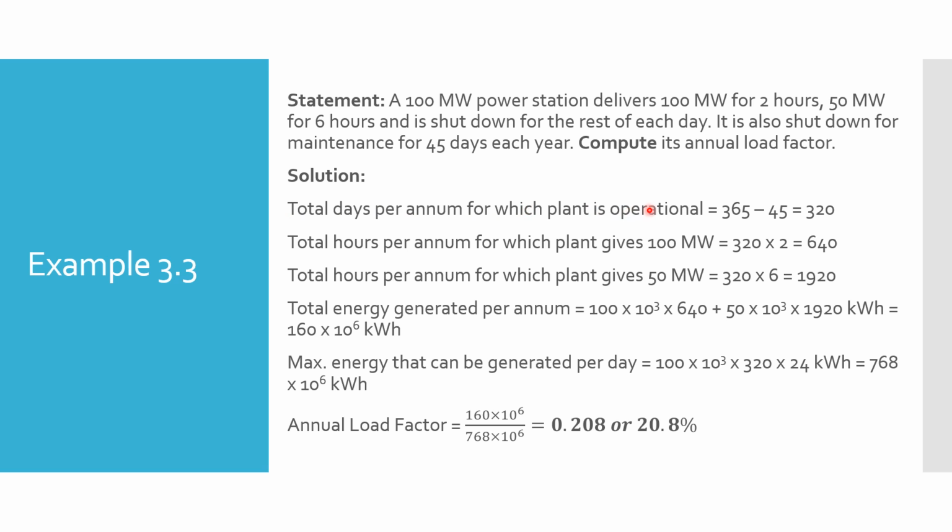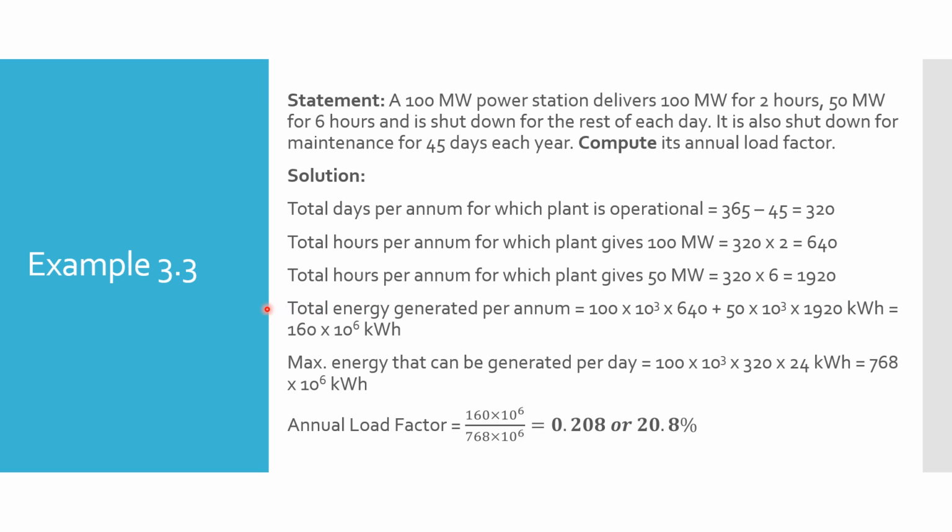The total days per annum for which the plant is in operation is 365 days in a year minus 45 days for which it is shut down. So the total days in a year for which the plant is in operation is 320 days. The total hours per annum for which the plant gives 100 megawatts: 100 megawatt power is only delivered for 2 hours in each day. So if there are 320 days, then the total hours for which 100 megawatt power is given are 640. And the total hours per annum for which the plant gives 50 megawatt is 320 multiplied by 6, where 6 is the number of hours for which 50 megawatt is delivered.